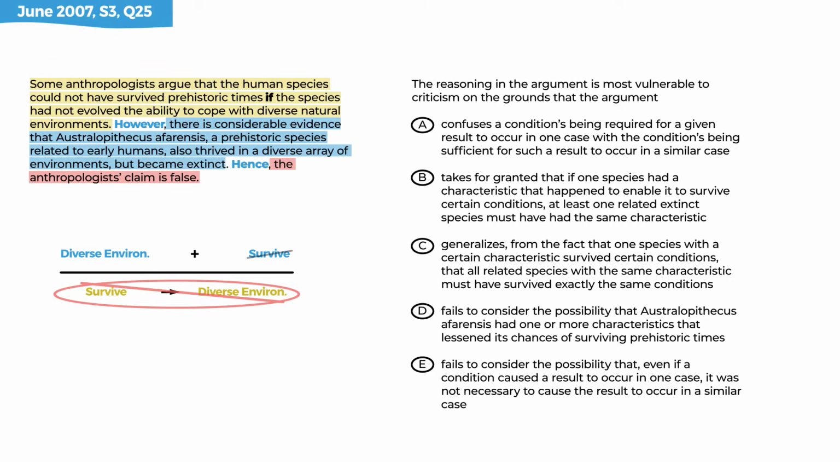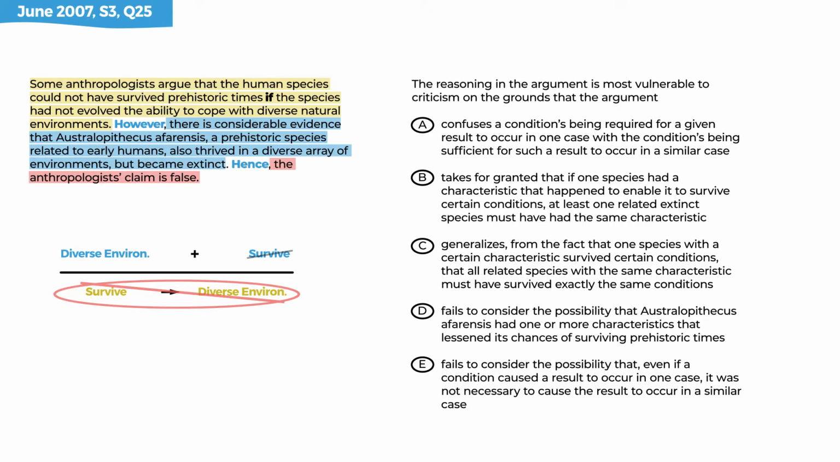If we looked at the anthropologist's claim as saying in order for humans to cope with diverse environments, we would need to survive, then Australopithecus afarensis would be a relevant counterexample. This would weaken the reverse of the anthropologist's claim, but not what they actually said. So how do we describe the flaw in this argument? Well, the evidence would have refuted the reversal of the anthropologist's claim, but not the claim itself. And the reversal is the flaw.